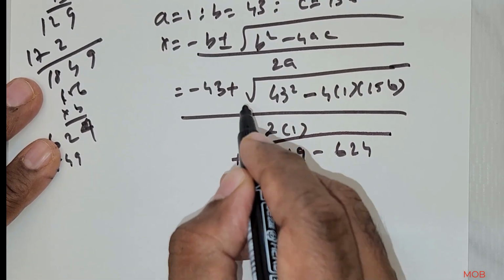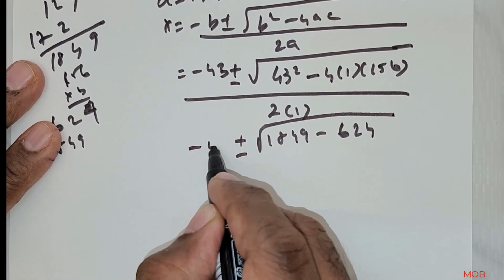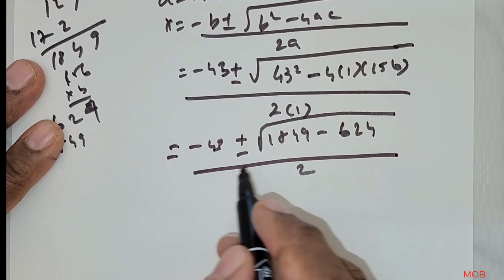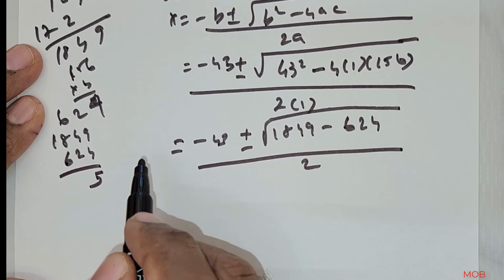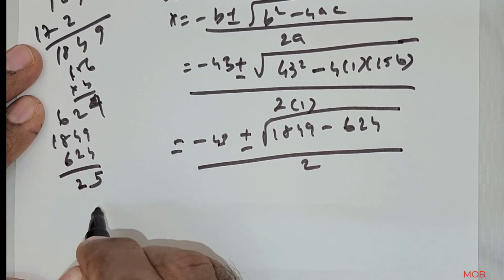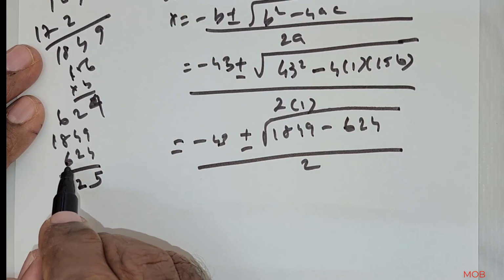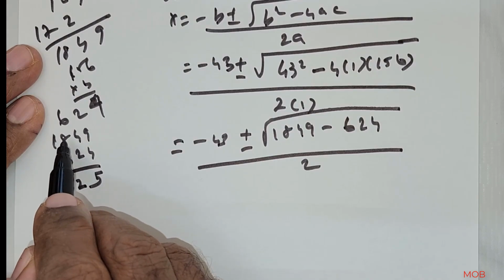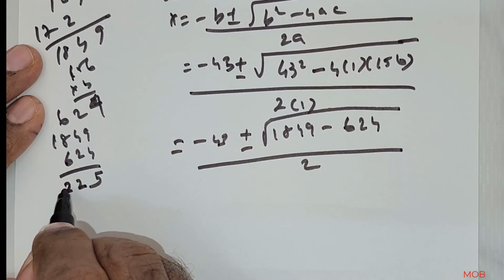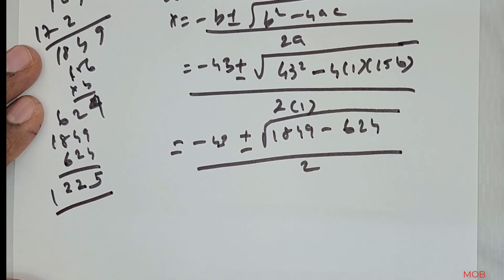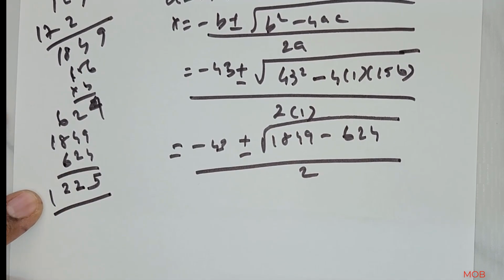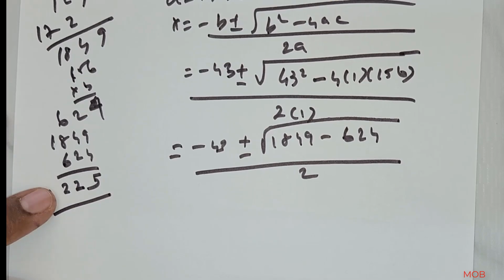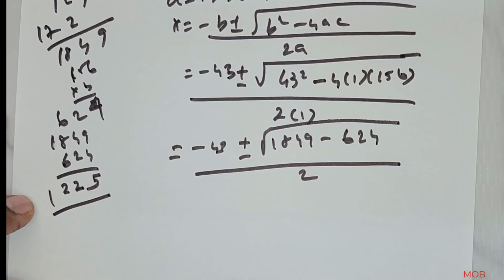Okay, negative 43 plus or minus the root, divided by 2. So 624 goes off, and from 1849 I get 1225, right? This is what we've got. Now the question is, we will have to find the square root of 1225.